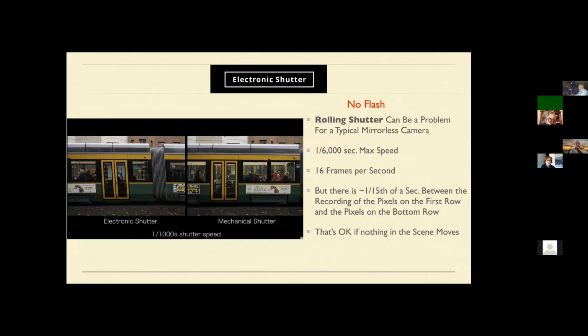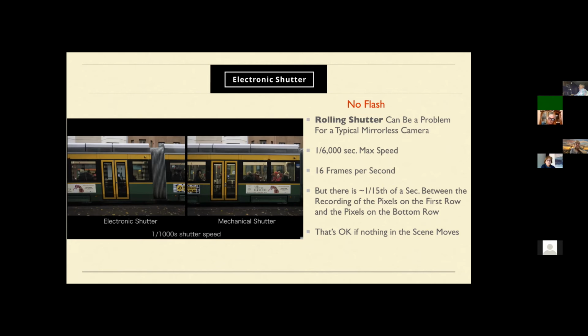So one of the artifacts that we see in mirrorless cameras is an effect called rolling shutter. In a typical mirrorless camera, you can have a max speed of, say, 1/5 or 6,000th of a second. You could shoot 16 frames a second. But in fact, there is 1/15th of a second between the recording of the top line of pixels and the bottom line of the pixels in your camera. And that's okay if nothing in the scene moves.